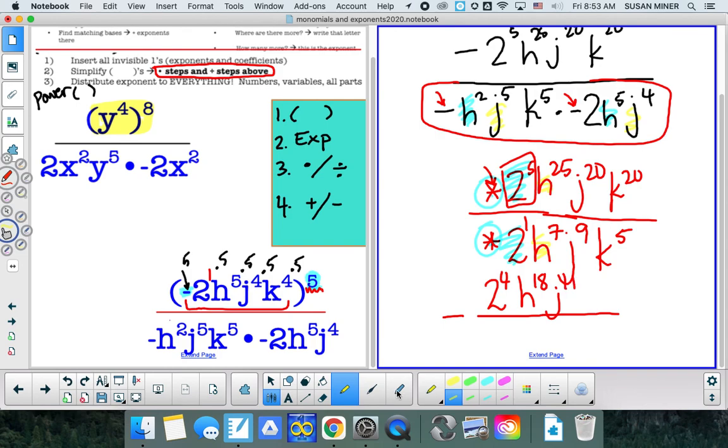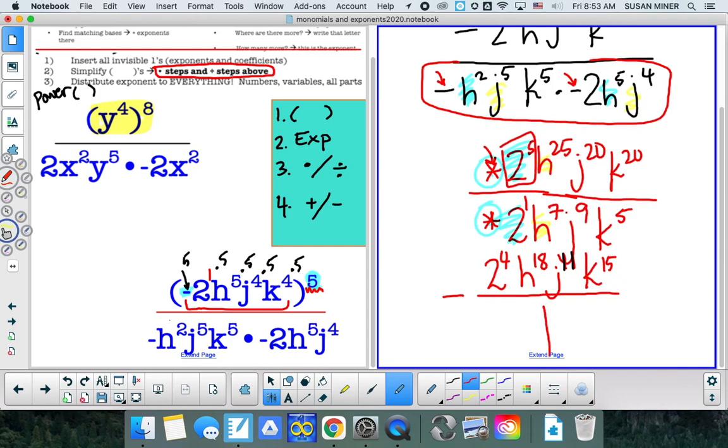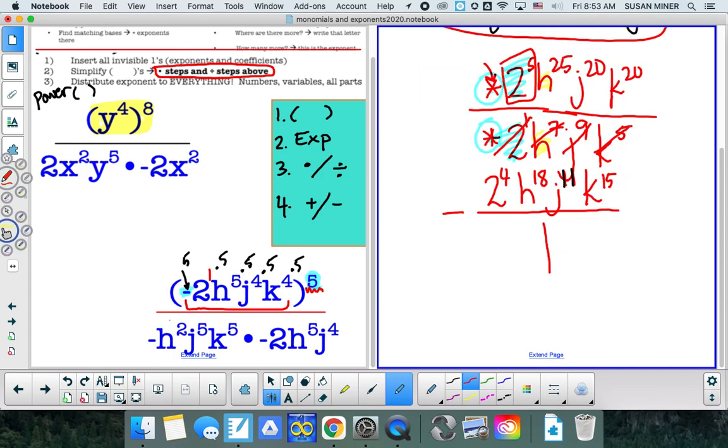Let me change colors here just so that we can see that. J to the 11th. And then k is going to end up in the top to the 15th. And everything canceled out of the bottom. I subtracted all of those, and so I end up with a 1 in the bottom. And I can do one more set of simplifying. I'm going to calculate out 2 to the 4th, which is going to give me 16.